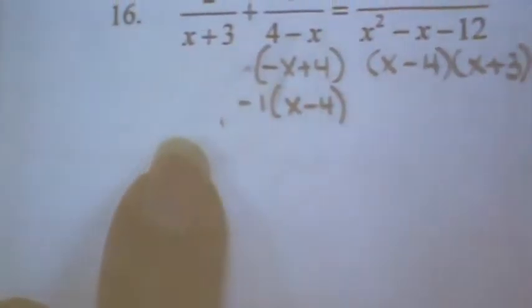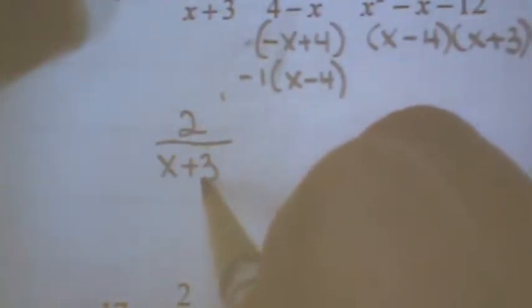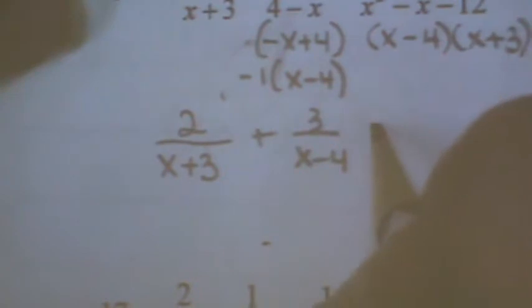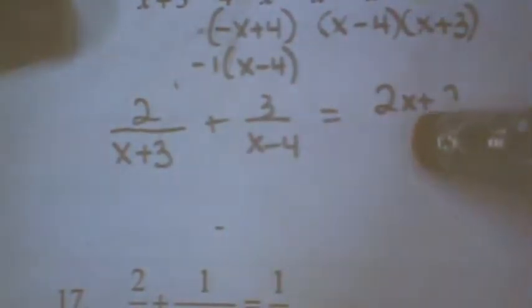first of all, let me rewrite it this way. Now, if you pull out a negative 1, you have x minus 4. So basically, what you're doing with this negative is what? You're bringing it up here. So your problem is really 2 over x plus 3. This negative goes up here, so you have plus 3 over x minus 4 equals 2x plus 2x minus 2.